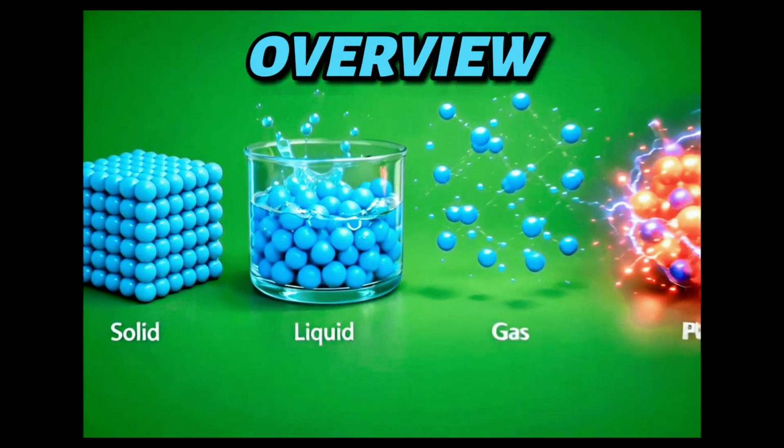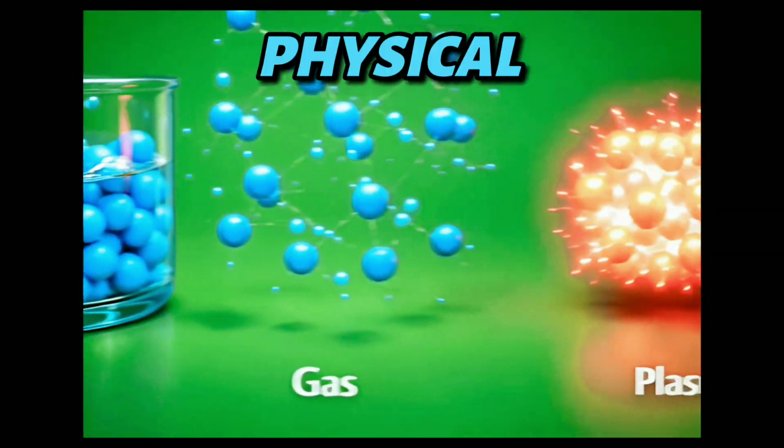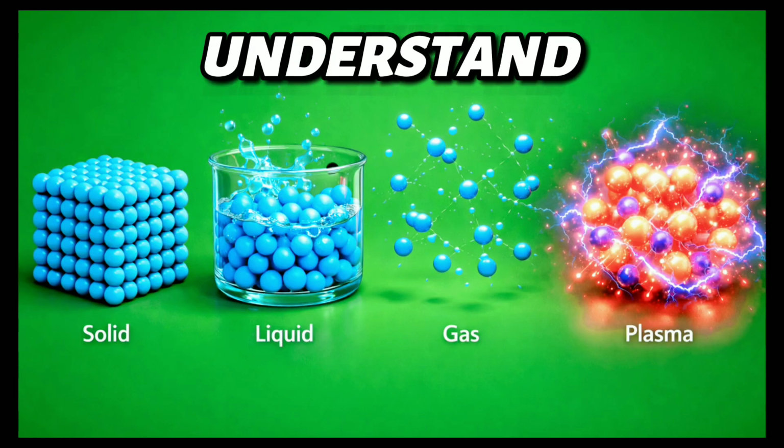States of matter overview. Everything around us is made of matter. Matter exists in different physical states: solid, liquid, gas, and plasma. Let's understand them one by one.